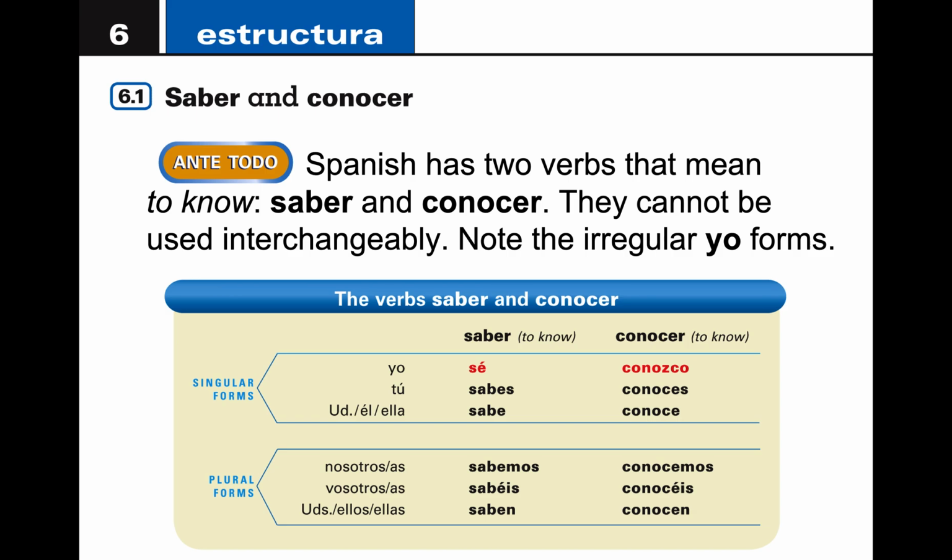Notice there are also irregular forms for the yo conjugation. So if I have saber, it's going to be yo sé, tú sabes, usted, él, ella sabe. For conocer, it would be yo conozco, tú conoces, usted, él, ella conoce. And then we have the plural forms beneath. So the only piece of this conjugation that's going to be irregular is going to be the yo form.